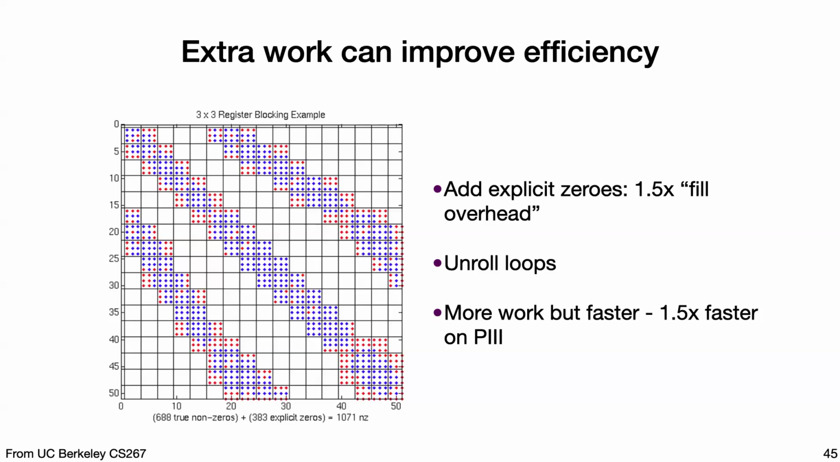So it is technically more work in the sense that you do more operations, but sometimes it does lead to speed up. Like on this matrix, they tested on this Pentium 3 machine, and they found that it got 1.5x faster in this blocking.